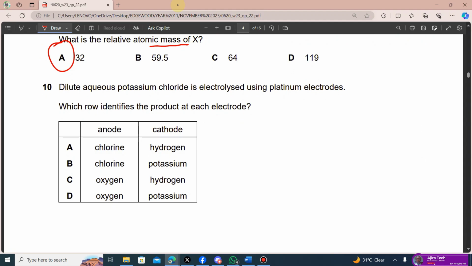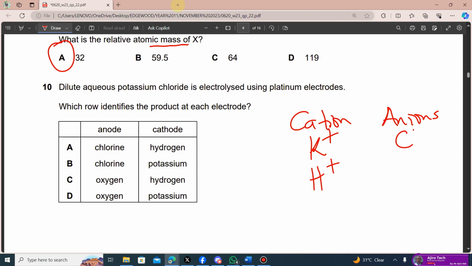If you have a question like this, write out the cations and the anions involved in this process. So cations are the positive ones there. So we have potassium, and because it's a dilute aqueous one, hydrogen ion is equally present. Then for the anions, you have the chloride ion, and then you have the hydroxide ion present.